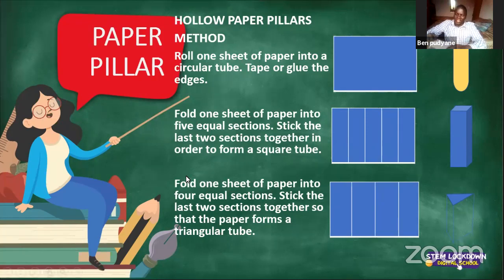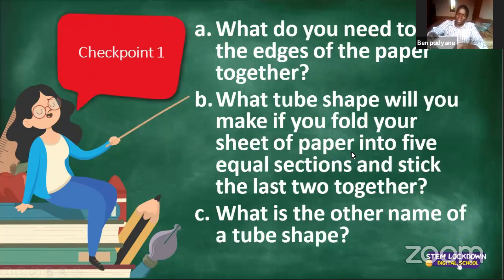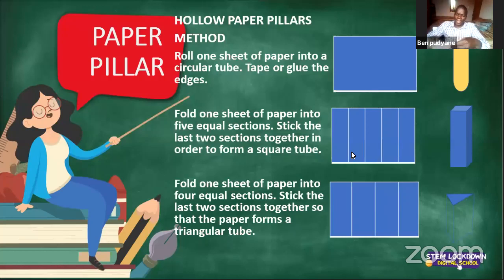1, 2, 3, then number 5. Now I did fold this one into 5 sections. Do you see? 1, 2, 3, 4, 5. These are 5 sections on this paper. After having folded it into 5 sections, I am going to stick it so that it makes a square. Look, it will be like this. After you shape it into 5 sections, these 2 ones join here.